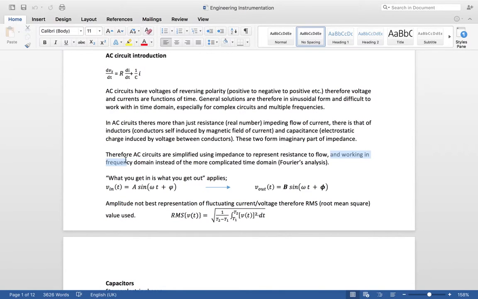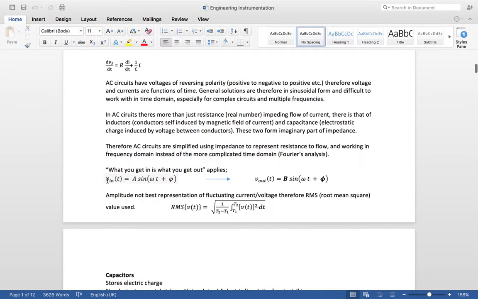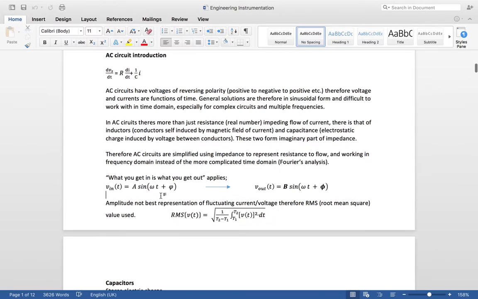AC circuits are therefore simplified using impedance to represent resistance to flow, and working in the frequency domain instead of the more complicated time domain, which can still be used, but you have to use Fourier analysis for the time domain. If you use the frequency domain, it's much simpler. This is an example of a voltage A sin(wt + phi), and what you get is what you get outside.